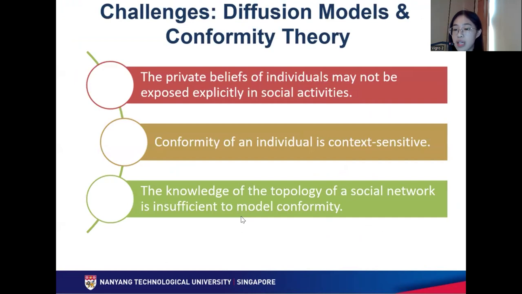First, the private beliefs of individuals may not be exposed explicitly in social activities. Second, the conformity of an individual is context sensitive. We may conform to one person's opinion in a certain conversation, but when we switch to another topic, I may have a different opinion and may not conform to the influencers. And the third is that knowledge of the topology of the social network is not sufficient to understand or model conformity. So we should use more information from large-volume data instead of only focusing on topology.